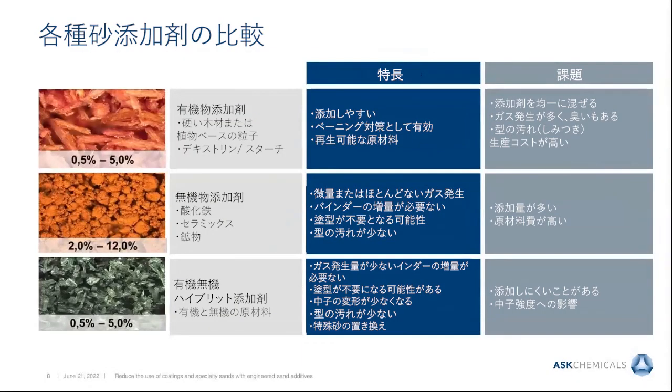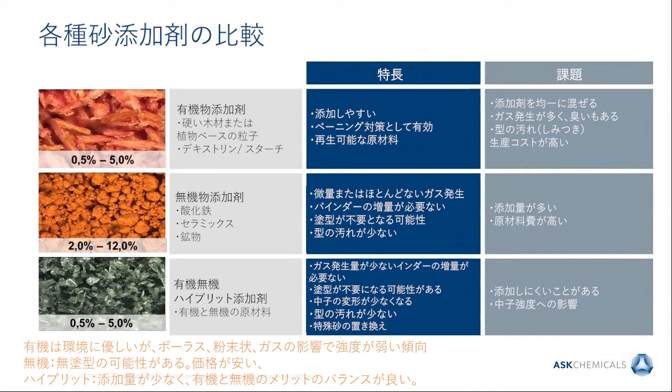What are the features of these different additive types? Organic additives, which are composed of hardwood plant-based granulate, dextrin or starch, are dosed at a relatively low level of 0.5 to 5%, have good dosing properties, are very effective against veining, and of course are made out of renewable raw materials. But on the opposite side, because of the porosity or the fineness of these raw materials, you mostly have to impregnate them with a resin to avoid a loss of strength.